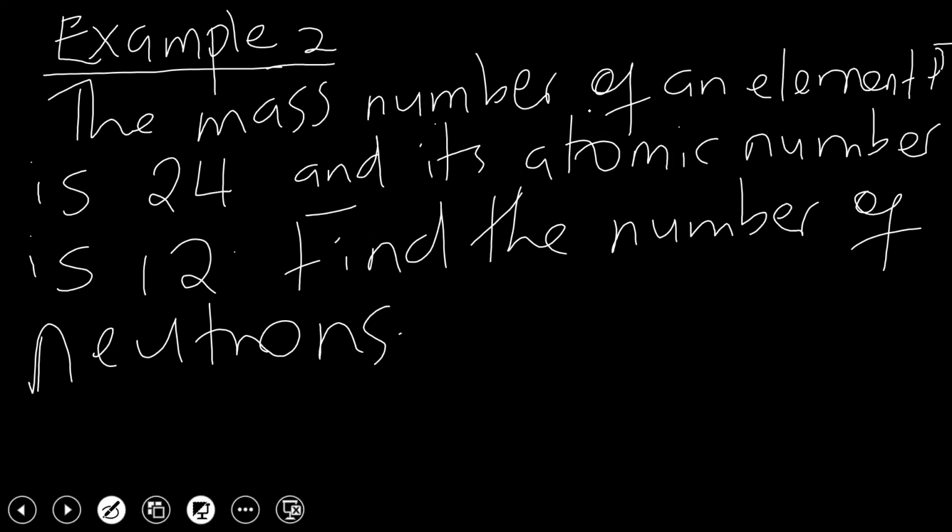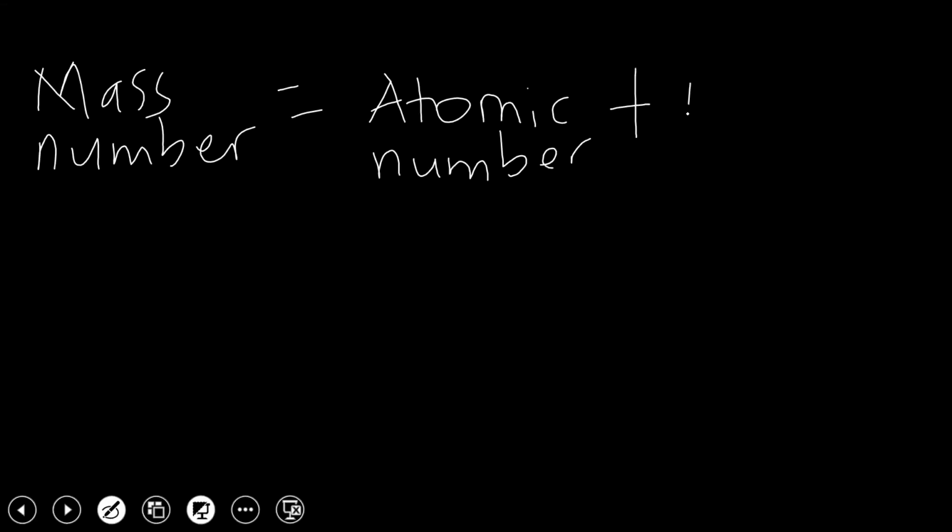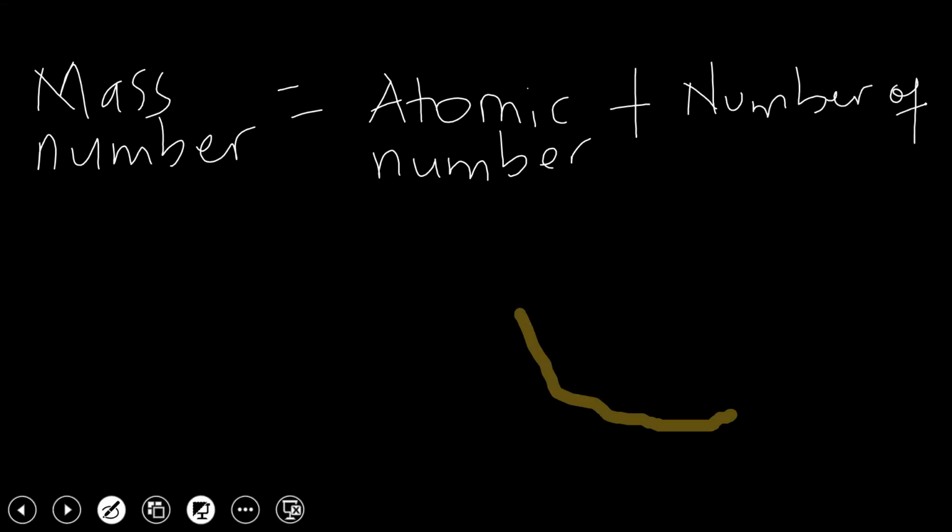People are getting 12. So we say that mass number is equal to atomic number, because atomic number is the same as number of protons, plus number of neutrons. Oh, someone's writing on the screen. That's very bad.